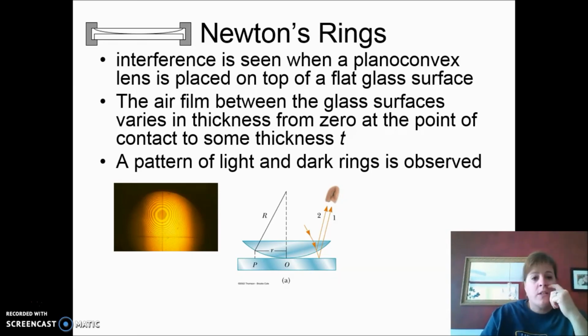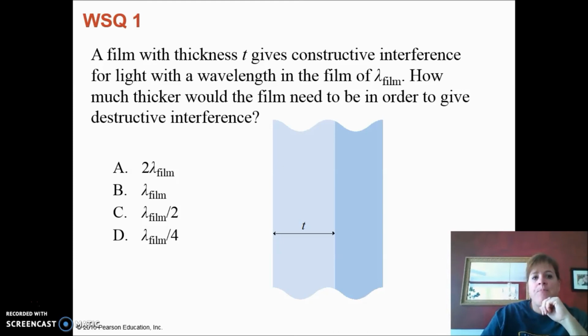All right, I have two questions for your WSQ. Here's the first one. A film with thickness T gives constructive interference for light with a wavelength in the film of lambda film. How much thicker would the film need to be in order to give destructive interference? Answer that on your WSQ.